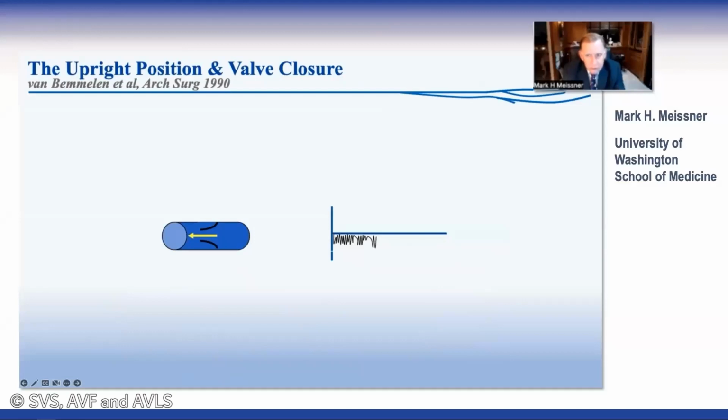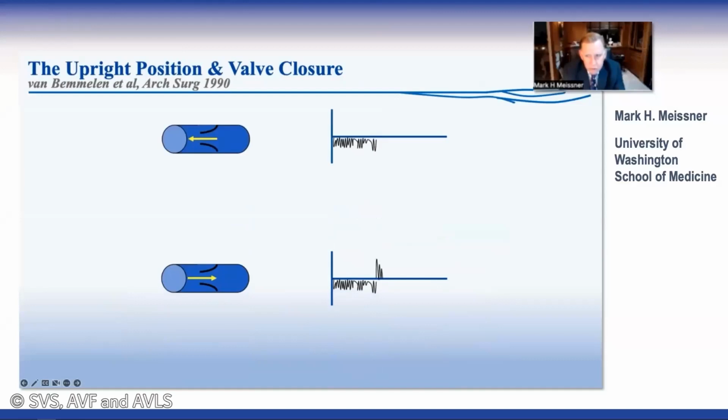With normal antegrade flow, the venous valves are open, as shown here. Valve closure is initiated by reversal of the normal transvalvular pressure gradient. As this pressure gradient gradually increases, there is initially a short period of retrograde flow or reflux until the gradient becomes sufficient to cause valve closure.